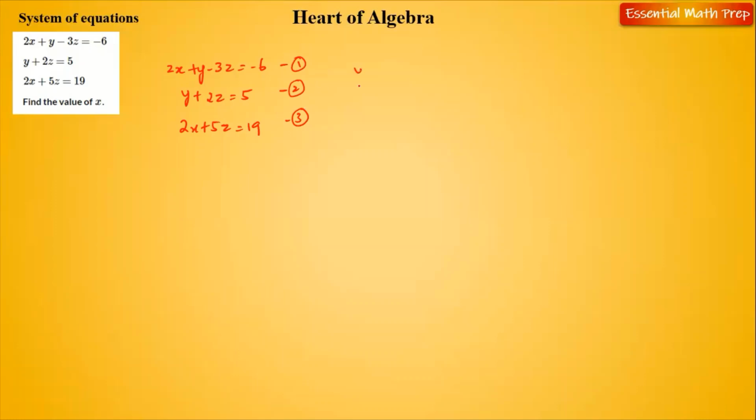So we know y plus 2z equals 5, right? So you can take y equals 5 minus 2z if you subtract 2z on both sides. So this is the new expression for y. Let's call it 4. Similarly, 2x plus 5z equals 19. We know 2x equals 19 minus 5z. So that will be expression 5.